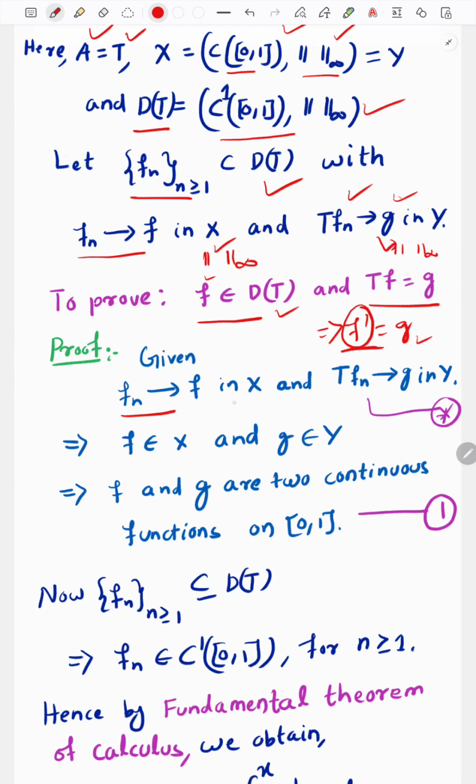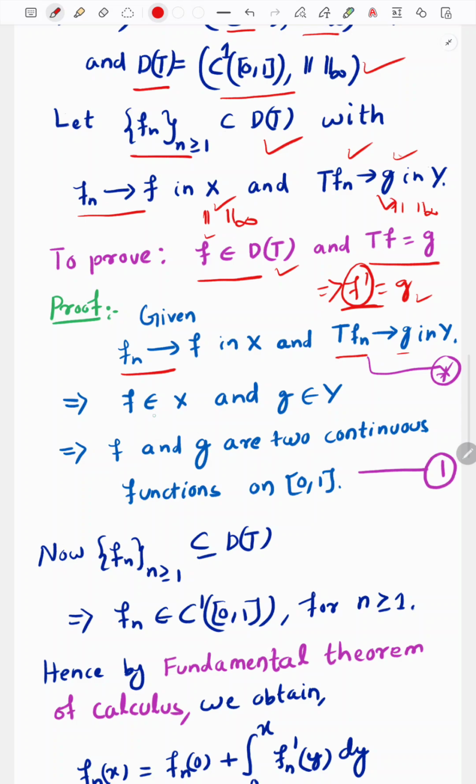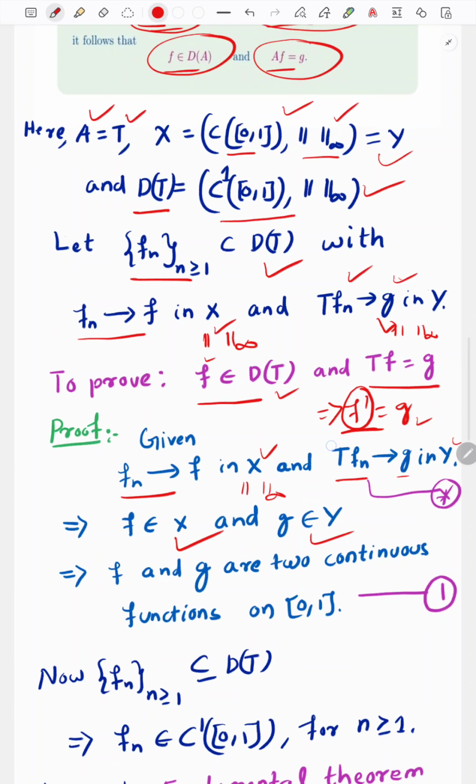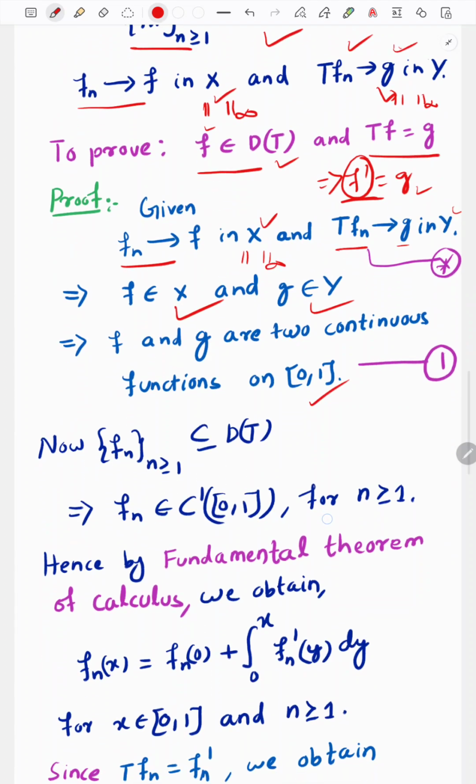So given what? fn converges to f in X and Tfn converges to g in Y, means fn converges to f in X, which means with respect to the supremum norm, and we know that X and Y are Banach spaces, so these spaces contain their limit points also. Since f and g are the limit points of X and Y respectively, therefore f belongs to X and g belongs to Y, because X and Y are the Banach spaces. So therefore f and g are two continuous functions, okay, since X and Y are nothing but the Banach space of continuous functions, so it implies this one, okay.